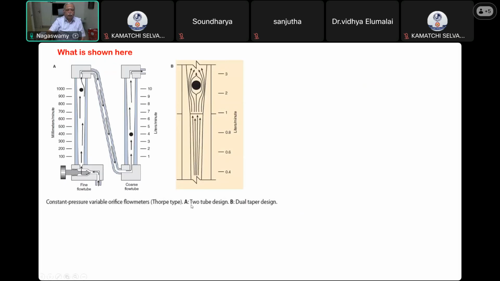So this is a 2 tube design. The A, B is the dual taper. This bottom is a normal small tapering. Suddenly it becomes bigger tapering. So this is called the dual taper design.